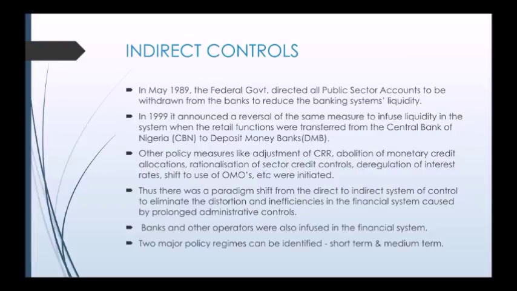Other policy measures like adjustment of CRR, abolition of monetary credit allocations, rationalization of sector credit controls, deregulation of interest rates, shift to use of OMOs, etc. were initiated. Thus, there was a paradigm shift from the direct to indirect system of control to eliminate the distortion and inefficiencies in the financial system caused by prolonged administrative controls. Banks and other operators were also infused in the financial system.